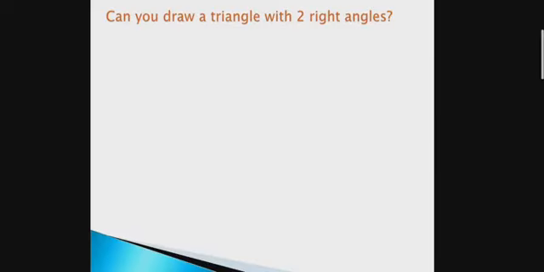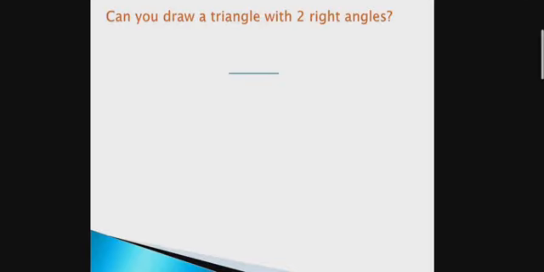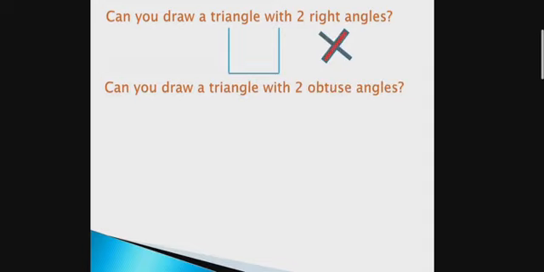Now, try to do this. Can you draw a triangle with two right angles? Try to draw the first side and two right angles, but it isn't a triangle. So you can't draw a triangle with two right angles. Can you draw a triangle with two obtuse angles? Again, draw the first side and try to draw two obtuse angles like this. Again, it isn't a triangle. So you can't draw a triangle with two obtuse angles.